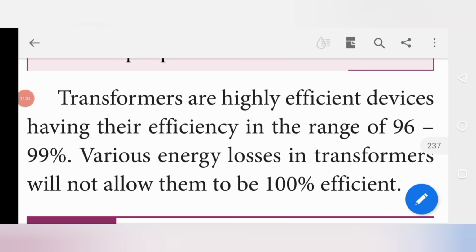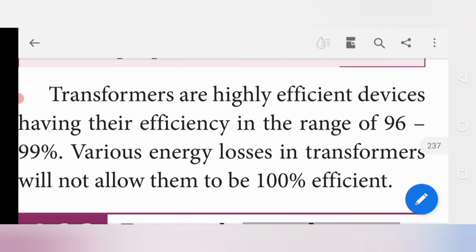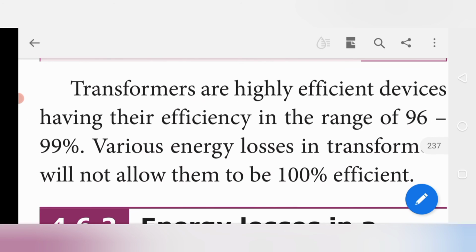For an efficient transformer, we get a range of 96 to 99% efficiency. So what about the remaining percentage? It can be losses. That is referred to as energy losses in the transformer. No one can allow 100% efficiency, because there will be some losses, like sound losses, energy losses and heat losses, so some percentage is lost. So this is the efficiency of the transformer.